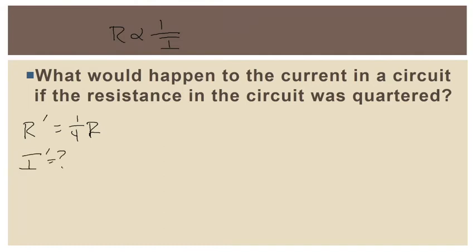And so we're looking for our new current, and the original current was V over R. And so that means our new current, I prime, is going to be V over 1/4 R.